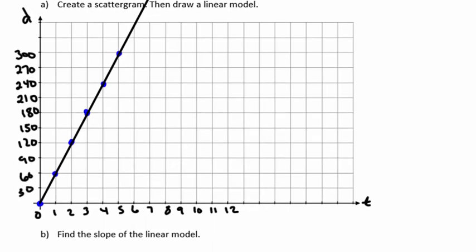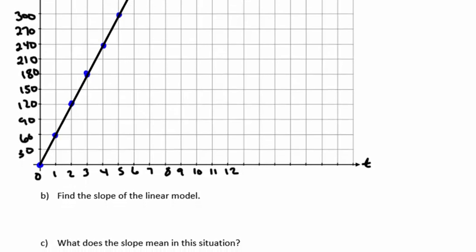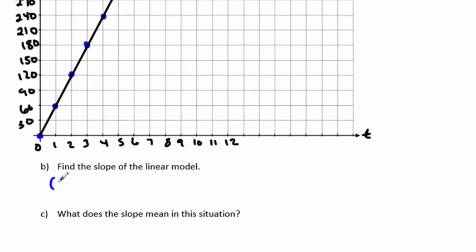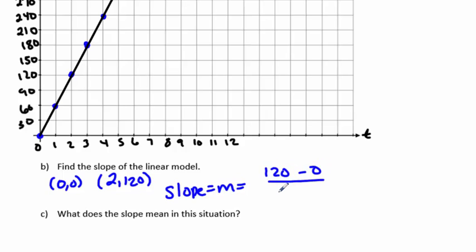Now we want to find the slope of the model. To find the slope of the model, we can find any 2 points and calculate the slope. So let's go ahead and use 0, 0 and 2, 120. So slope, or m, is equal to 120 minus 0 divided by 2 minus 0. So 120 divided by 2, which is 60.